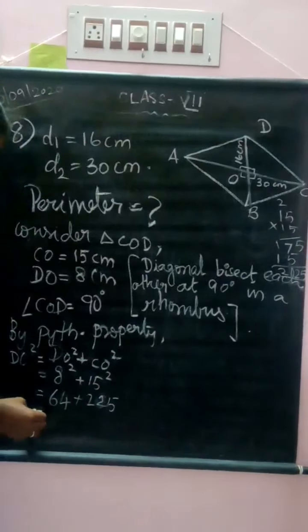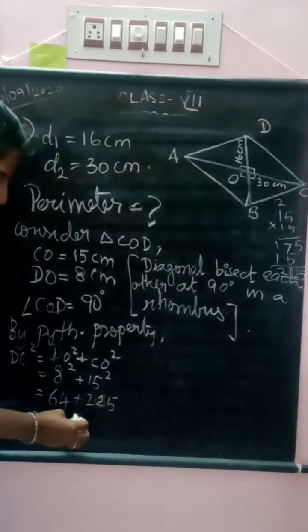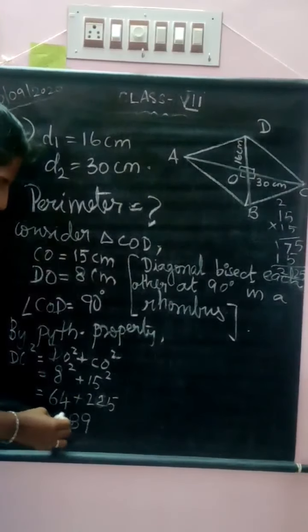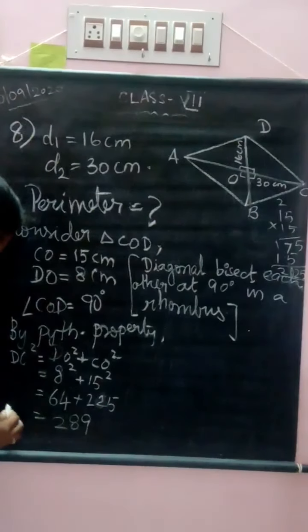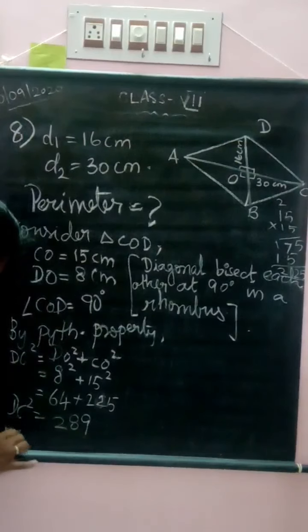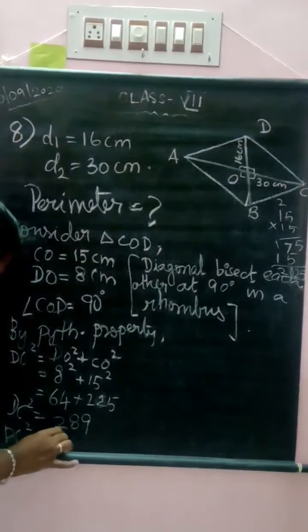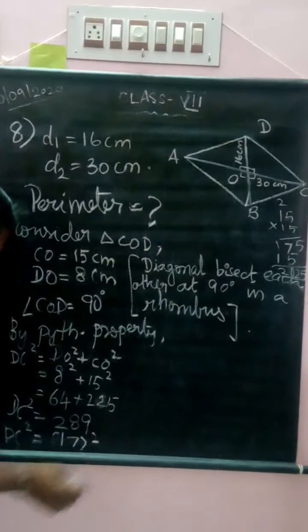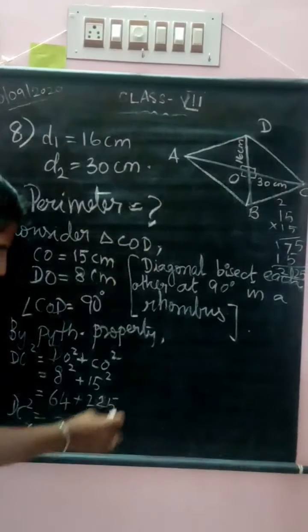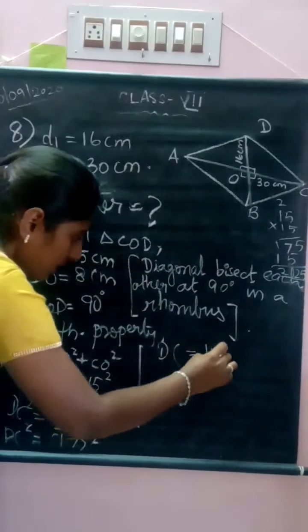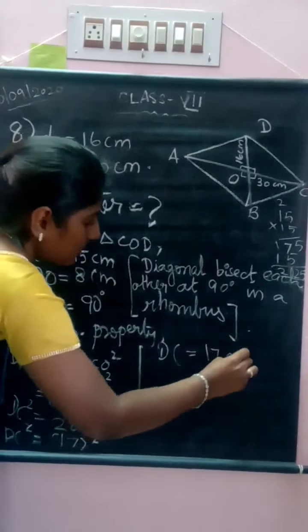So if you add this, what will you get? 5 plus 4, 9. 2 plus 6, 8. And 2 as it is. So DC square is written as 289 and that is nothing but DC square is equal to 17 square. 289 is 17 into 17. So square and square will get cancelled and at last you will have DC is equal to 17 centimeters.